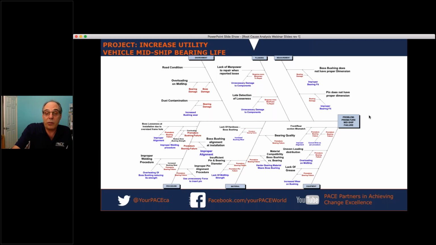You read it from, in this case, red, blue, black. So premature bearing failure is causing improper alignment, which is causing the front rear section mismatch, which is causing our midship failure. And that's how it's like a story that you can read back to the problem. If you look at the left-hand side under environment, you'll see that bearing damage causes increased bushing wear, which causes dust contamination, which causes premature midship failures. So that's how you read them. That's how you do them.